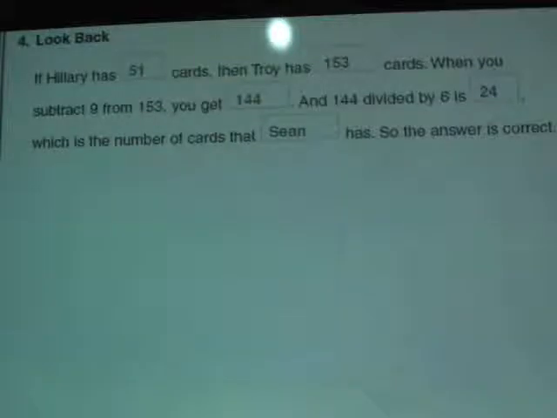Here's a review of that. Hillary has 51 cards. Troy had 3 times as many, which would be 153. When you subtract 9, you get 144, and you divide by 6, which is 24. Well, that makes sense because they told us Sean had 24 cards, so the answer makes sense.